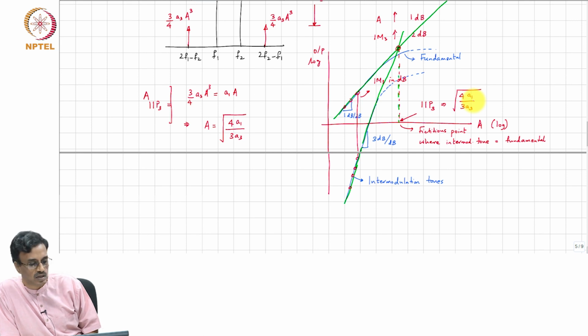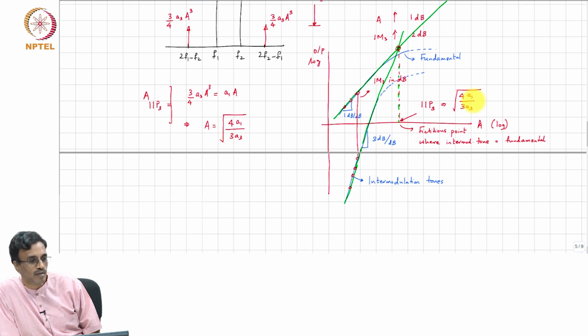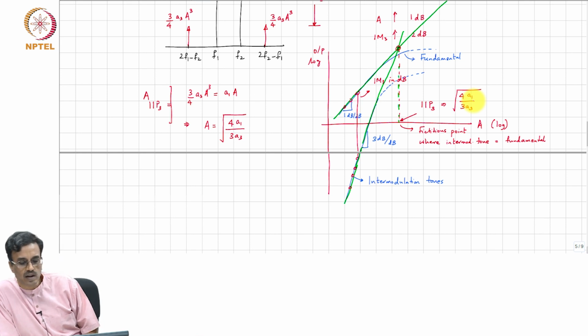Right. In other words, the moment you know the gain of the amplifier and you know the IIP3, you will be able to figure out what that A3 is. Remember that HD3, the harmonic distortion, and the intermodulation distortion both come from the same A3. So if you know one, you will be able to calculate the other, and so on, right.